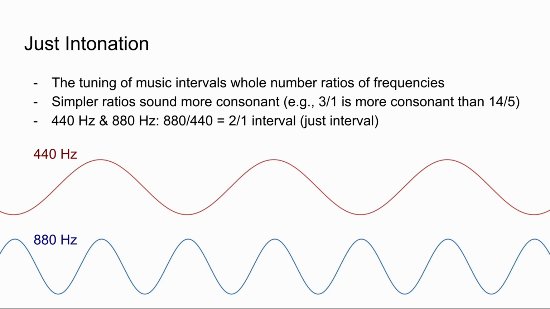Notice how blended the notes sound when played together. Again, this is because the ratio of the frequencies is a simple one, specifically a 2 to 1 ratio. This can also be explained visually.